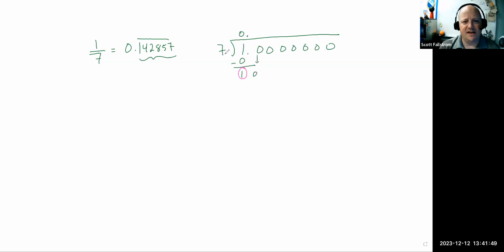Bring down. Now I have 10. 7 goes into 10 one time. That's a 7. Subtract leaves me with a 3. My next remainder is a 3. But I don't have anything that's repeated yet, so I keep going. Bring down the next one, 30. 7 goes into 30 4 times. 4 times 7, 28. Subtract, I get a 2.